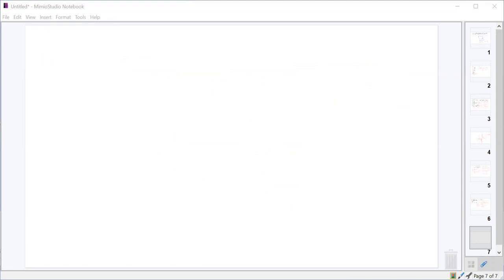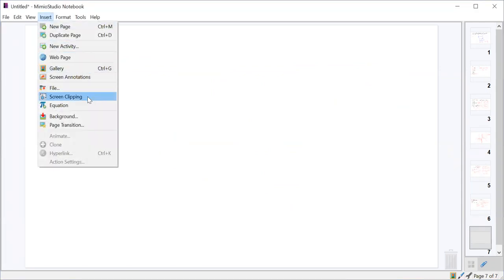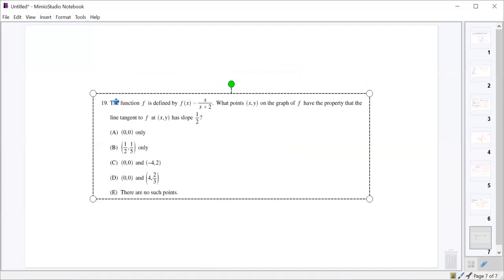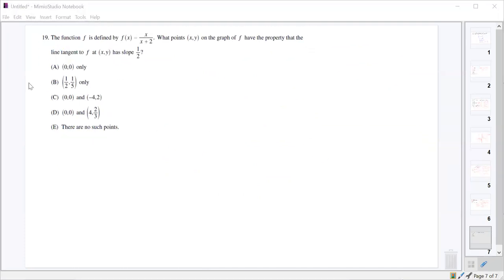All right, 19. All right, so we got a function that is x over x plus 2. We want the slope of the tangent line to be half. So basically, we just want f prime of x to equal a half.